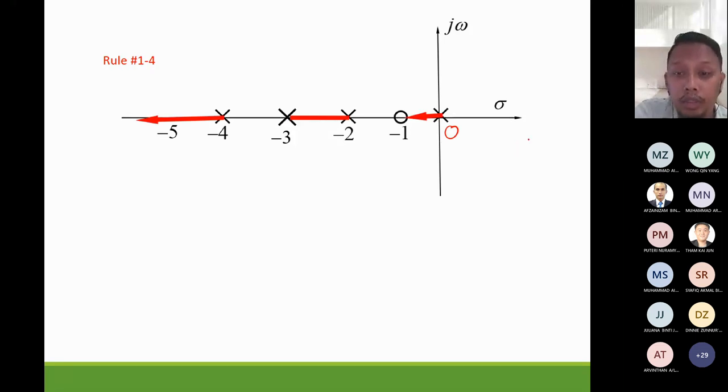And then from this point until minus 1, you have one pole here. Ada satu pole, which is 0. So 1 is an odd number. So when you have odd number of pole, then you have root locus at this range here on the real axis. And then from here, you have two things, one pole and one zero. So it's an even amount, okay, jumlah yang genap. So you don't have root locus on this real axis.